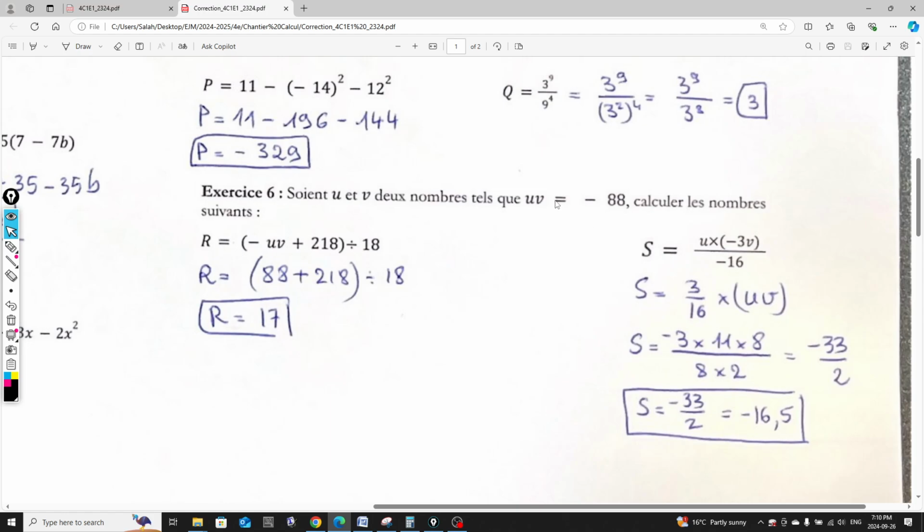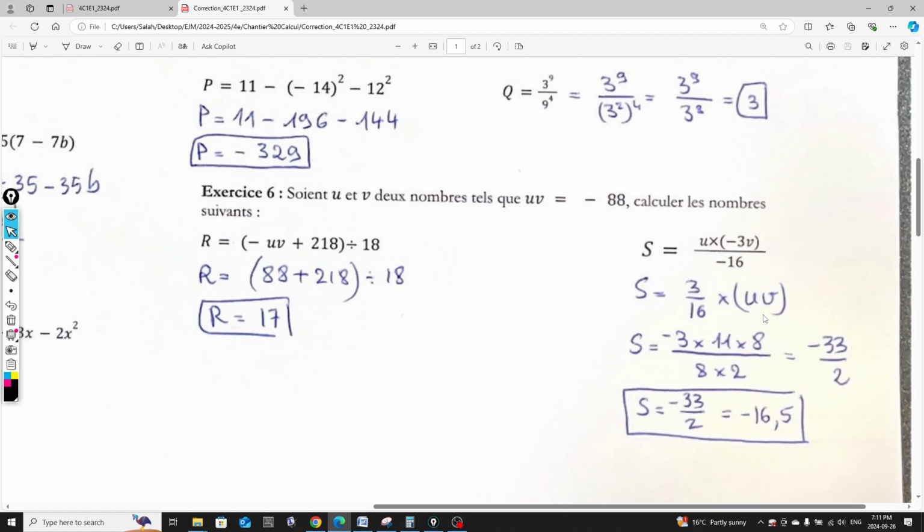And then, well, that's just going to be 3 times negative 88 over 16. Now, we can separate the negative 88 into 8 times 11. Now, where did the negative go? It went out here. There it is. Okay, so it's still a negative, okay? That negative belongs to the negative 88, but it's not going to change anything, okay?